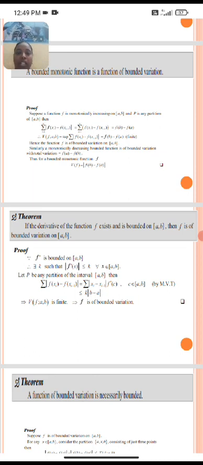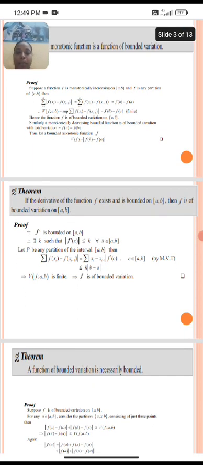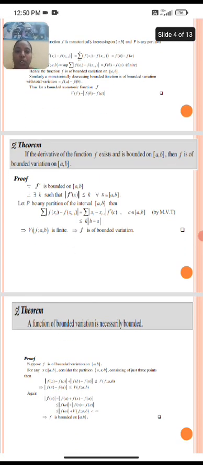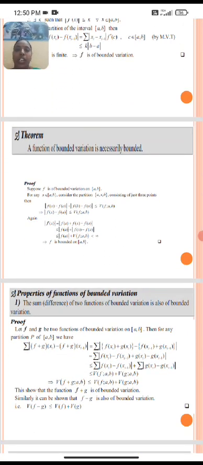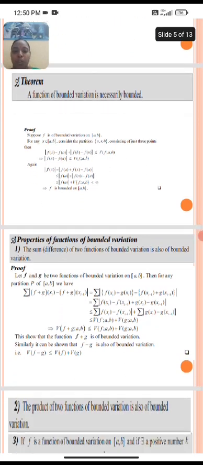Again, for the bounded variation, the partition exists, P equal to {x0 up to xn}. Summation of modulus of f(xi) minus f(xi-1) equals summation of modulus of (xi minus xi-1) times f'(c), where c belongs to the closed interval [a, b]. Then this is less than or equal to k times modulus of (b minus a). So V(f)[a, b] is finite, then f is of bounded variation on [a, b]. A function of bounded variation is necessarily bounded.